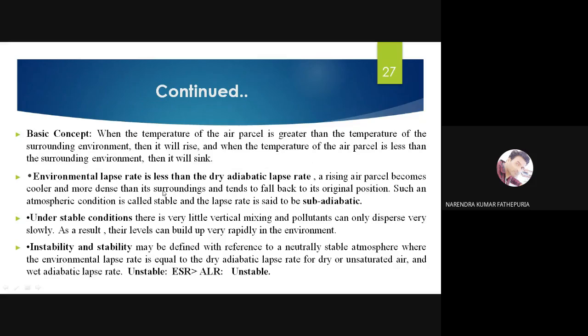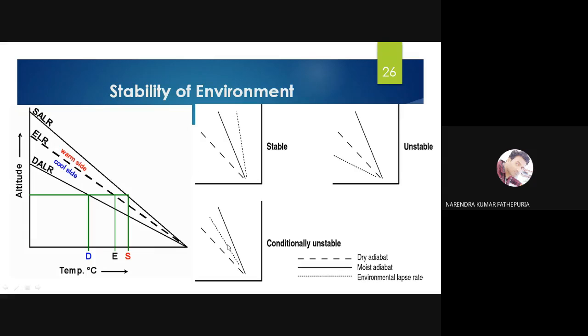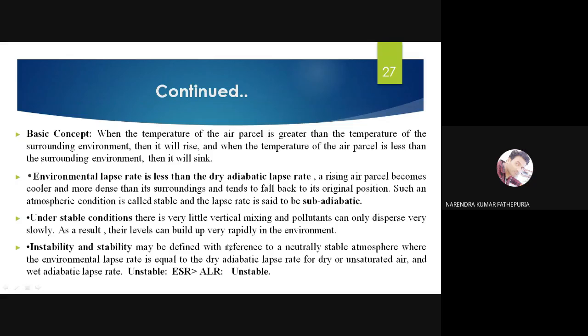So for the environmental lapse rate, there are three conditions. We will be talking here about these three conditions: stable, unstable, and neutral conditions. So the first condition is the environmental lapse rate which is less than the dry adiabatic lapse rate.